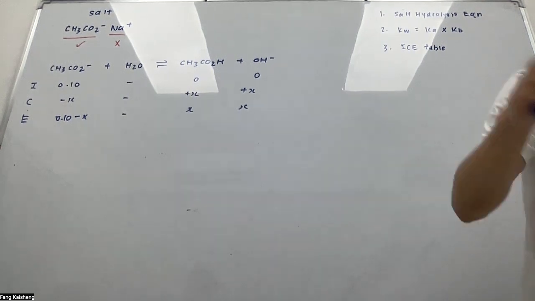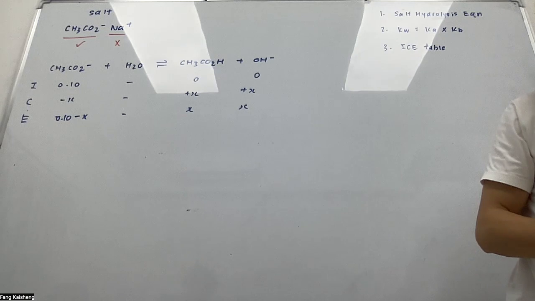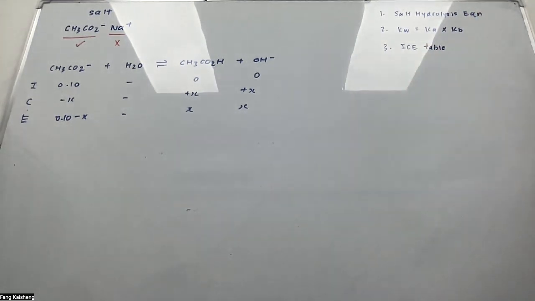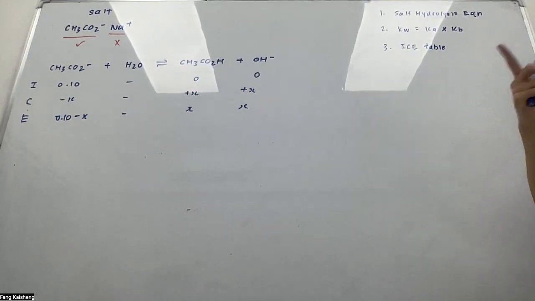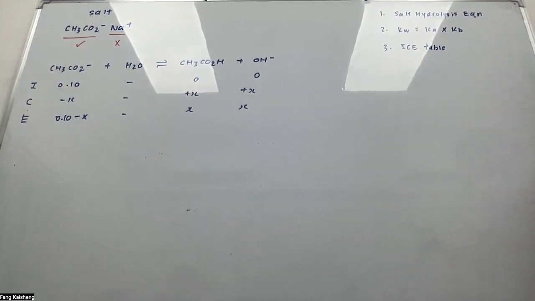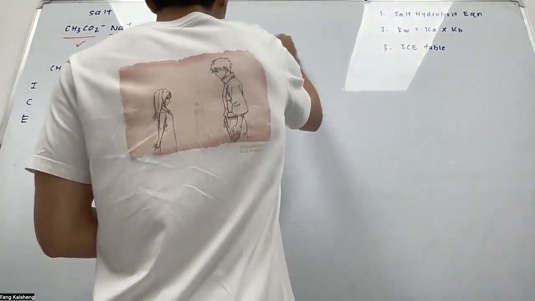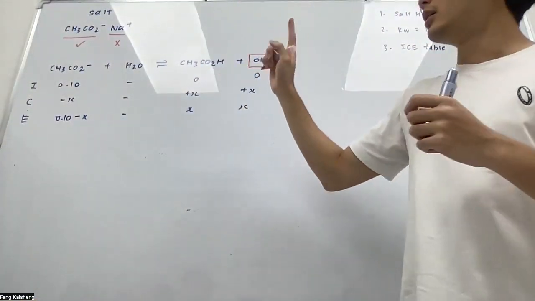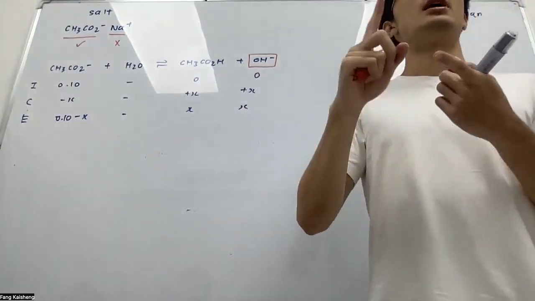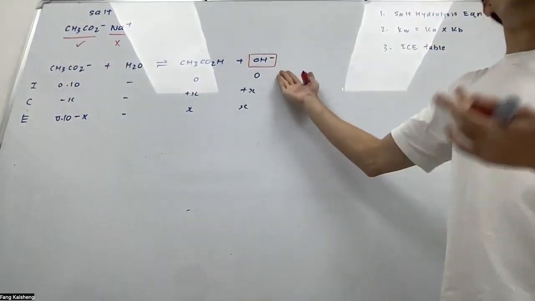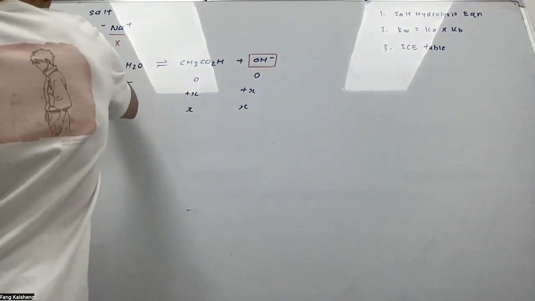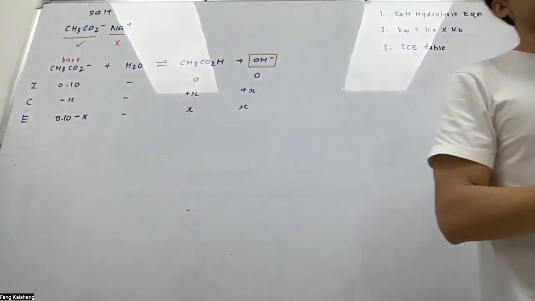Let me ask you a question. Do we use Ka or Kb for this scenario? Think about it. Why do you say Kb? A few ways to discuss this. OH minus is obviously an acid or a base? We use Kb because OH minus is produced, and only a base can produce OH minus, right? Furthermore, fundamentally this is the base at the end of the day. So you must use Kb.